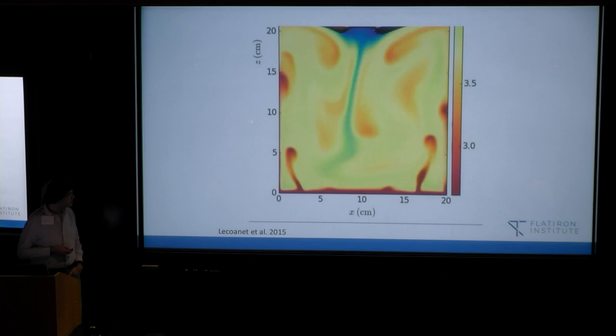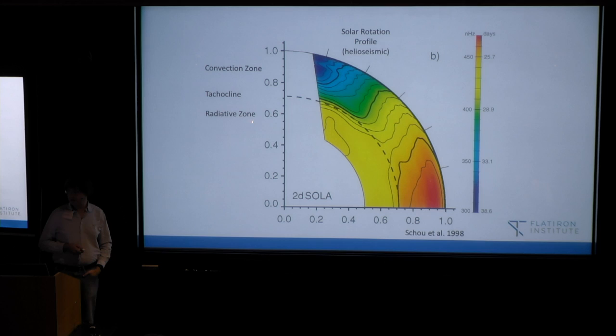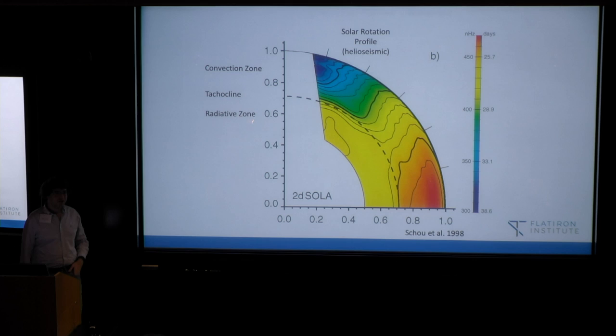A weird consequence, it seems, is that the sun develops a really strong differential rotation. Here I'm showing you the rotation profile of the sun inferred from helioseismology, from watching sound waves propagate near the surface. You should think of this as a 2D slice of the sun. The axes are just radial coordinate. I've labeled the convection zone, which is the outer one-third, and that's where you see all of this differential rotation developing. In the radiative zone, which is stably stratified, we don't see any of that.